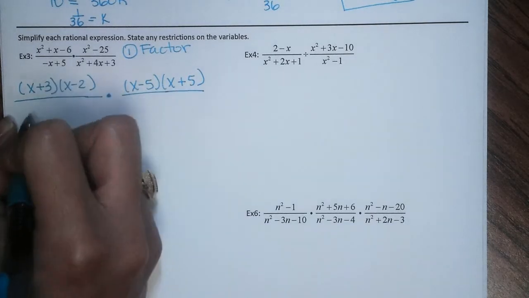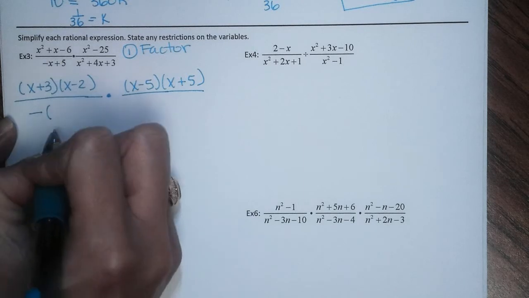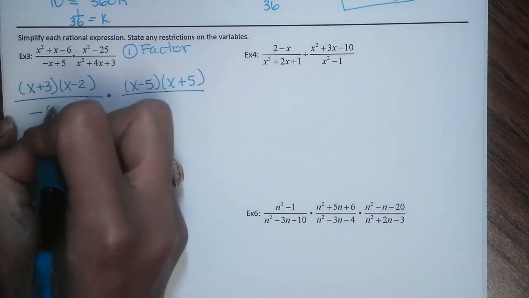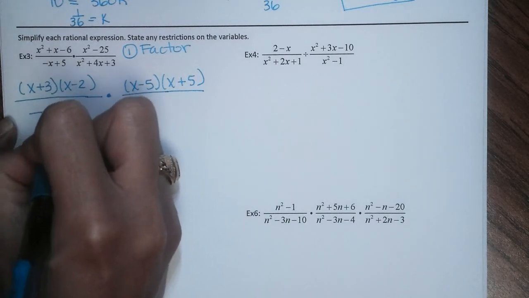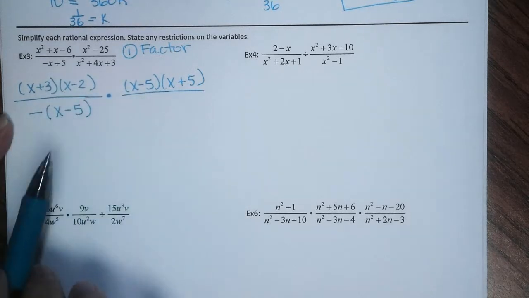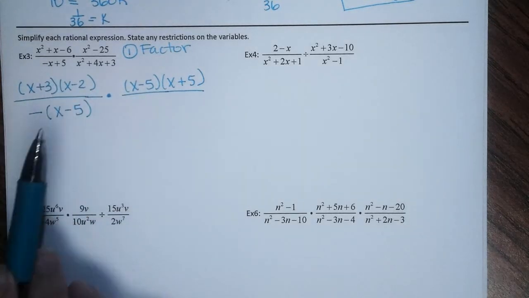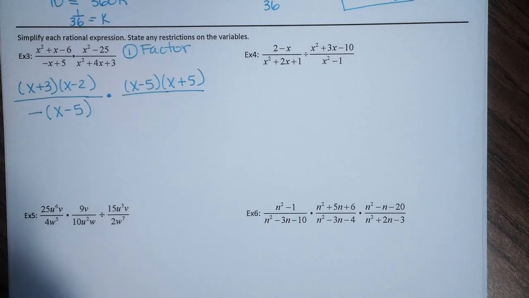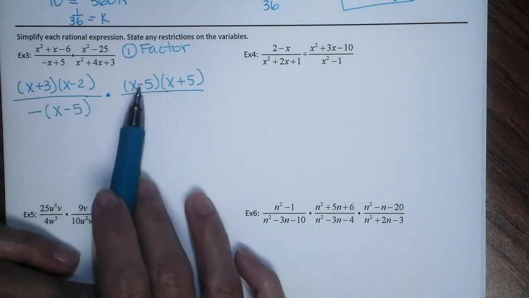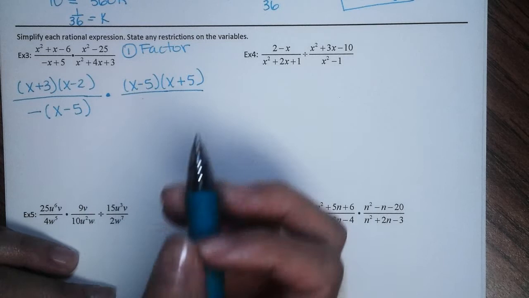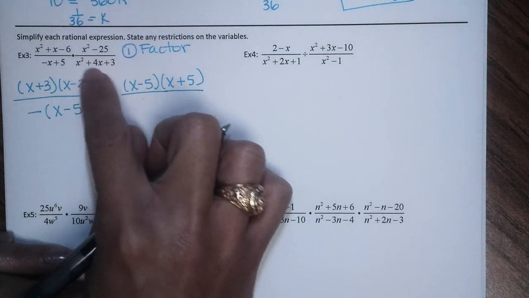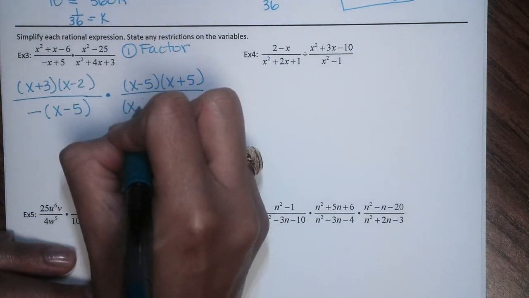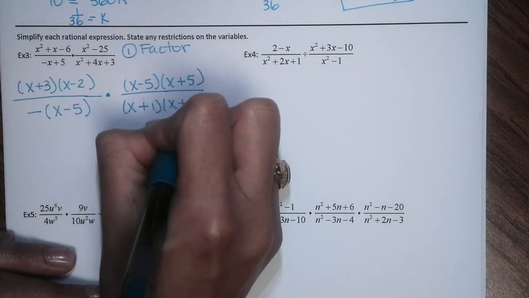So negative x plus 5 will be negative parentheses, positive x minus 5. So I just took out the negative from these two terms and wrote it as negative parentheses x minus 5. That way I can simplify it with the numerator x minus 5 in a minute. And finally, let me factor the last one. It's probably just x plus 1, x plus 3.